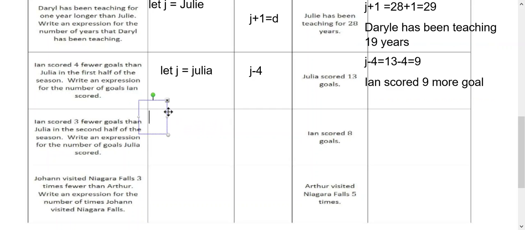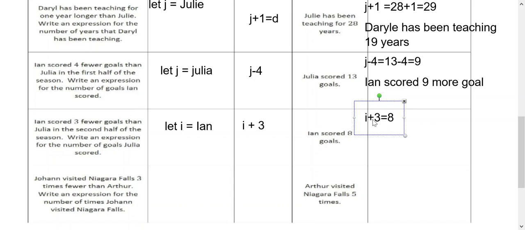So I know the I is kind of confusing, but we're going to say let I equal Ian. Usually I wouldn't like to use that, but they do in the book, so I will, just so that you know which person you're dealing with. So Ian, it says, scored 3 fewer goals than Julia. So it's kind of the same thing, but now you're using Ian instead of Julia. So it's going to be Ian plus 3, because you have Ian's, and so Ian plus 3 equals 8 plus 3, which equals 11.